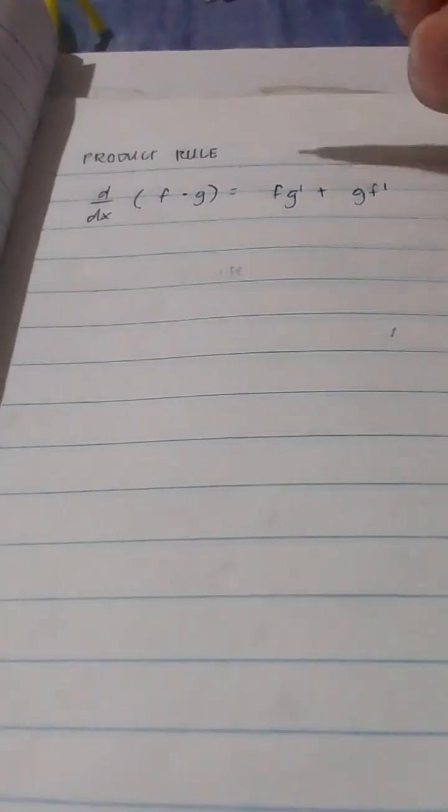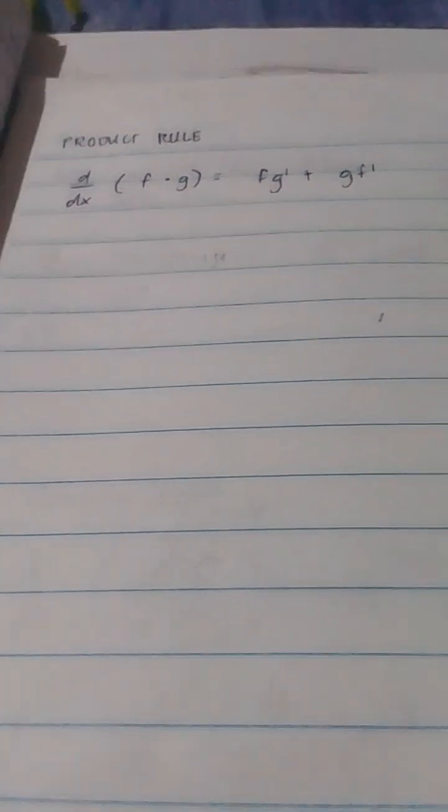Let's discuss the product rule. We have the formula for the product rule: the derivative of f times g is equal to f times the derivative of g plus g times the derivative of f. So, we have the example of x squared sine x.